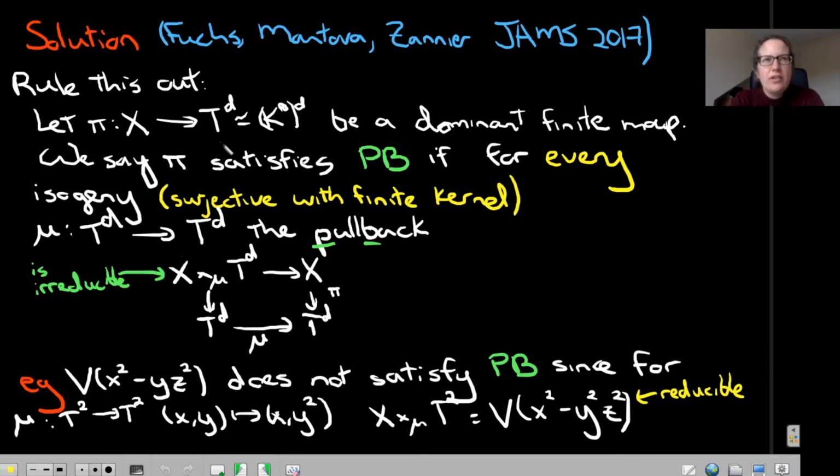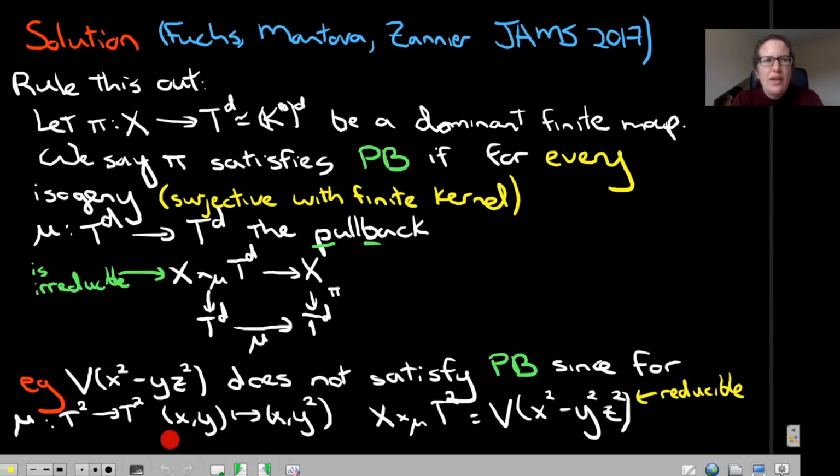It turns out that if E is the degree of the map from X to T^D, because I'm saying it should be finite, it's enough to do the isogeny that takes every variable to its Eth power. So you only have to check this once. This is a condition that you can check in finite time, even though I've said for every isogeny. And we can see that the example I gave you on the previous slide does not satisfy this condition.